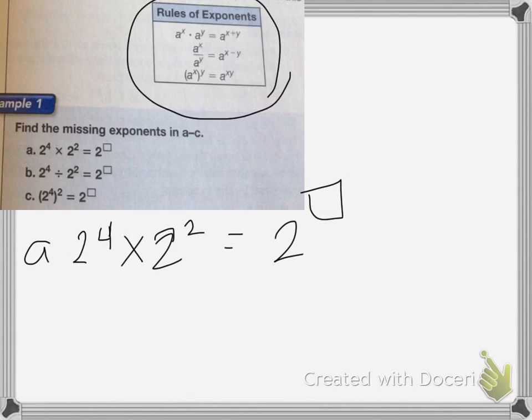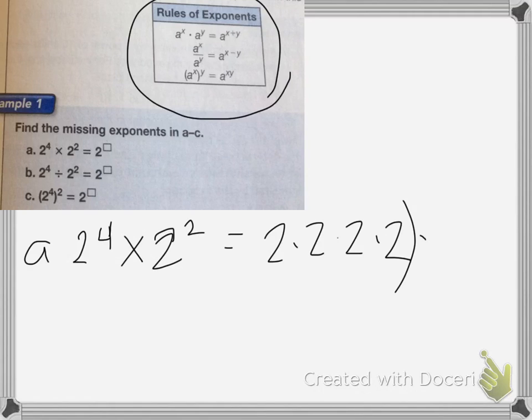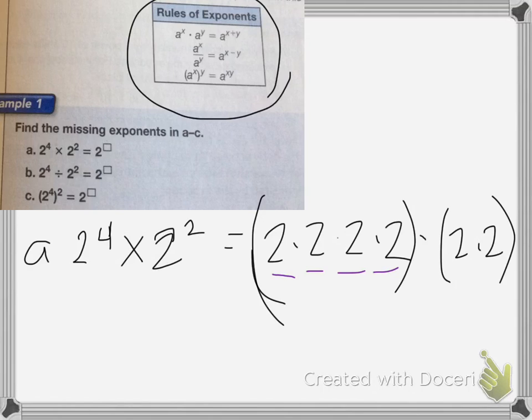Okay? If I was to write that out, it would look something like this. It would be 2 times 2 times 2 times 2 times, that's that first set, times 2 times 2. So how many exponents do I have there? I have 1, 2, 3, 4, or how many 2's do I have? 1, 2, 3, 4, 5, 6. So that's going to equal 2 to the 6th power, because there's 6 of them.